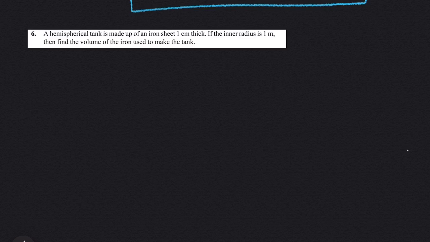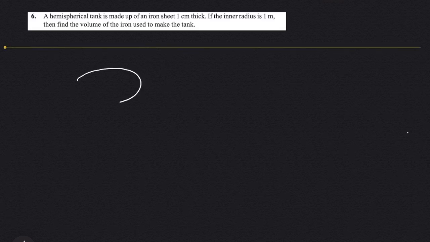Question number 6. A hemispherical tank is made up of an iron sheet. The thickness is 1 centimeter. If the inner radius is 1 meter, then find the volume of the iron used to make the tank. So now the question is, we need to find the volume of iron, not the volume of the tank.